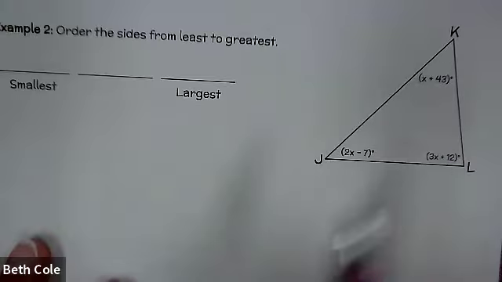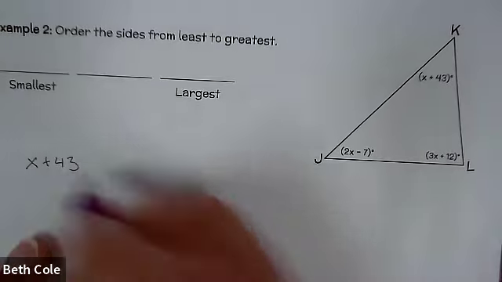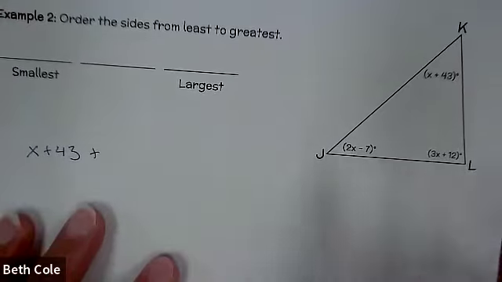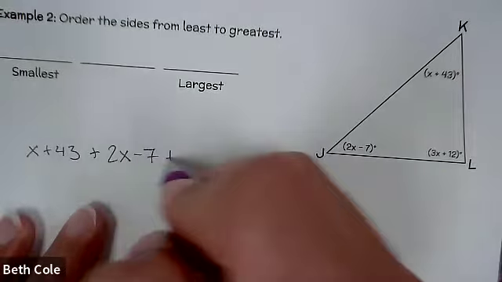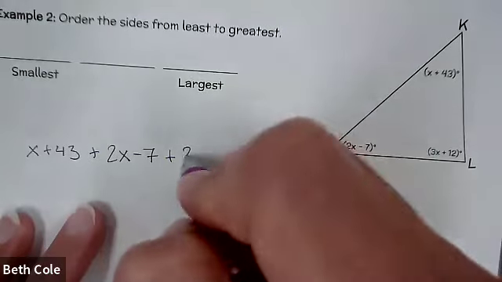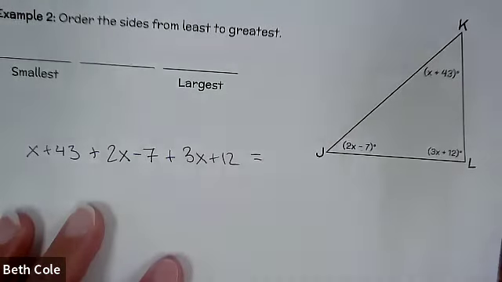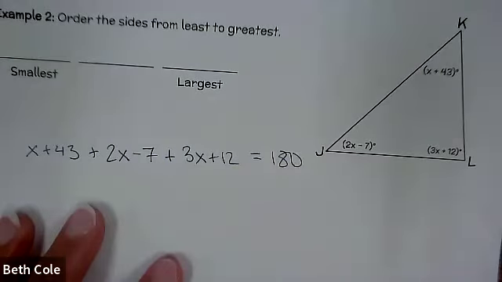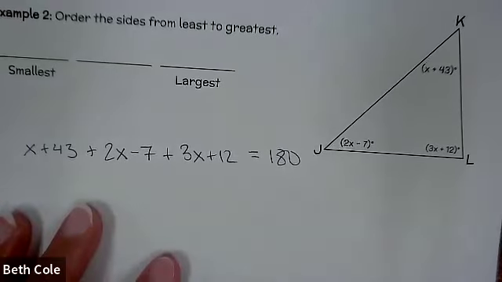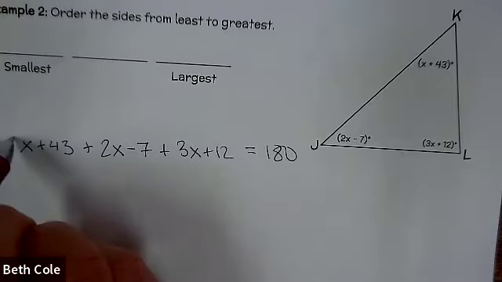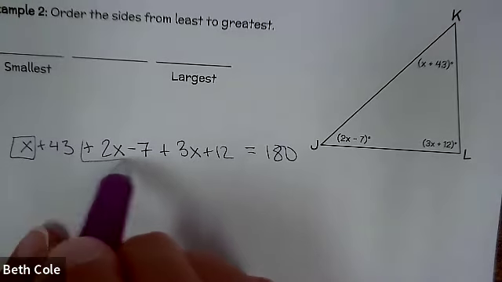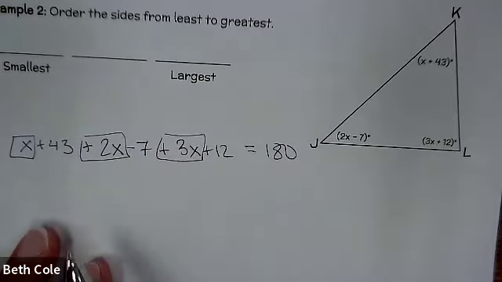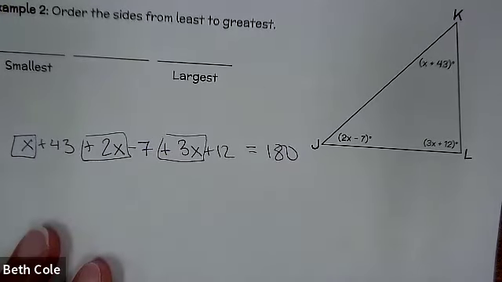We're going to add all these up. We're going to have X plus 43 plus what? 2X minus 7, perfect, plus 3X plus 12 equals what? And beautiful, 180. Now we're going to do some algebra. We're going to put our like terms together. You have a 1X plus 2X plus 3X. Just count on your fingers. It's 1 plus 2 plus 3.